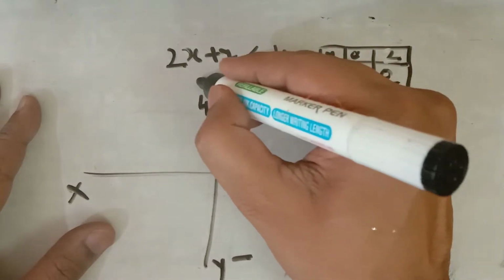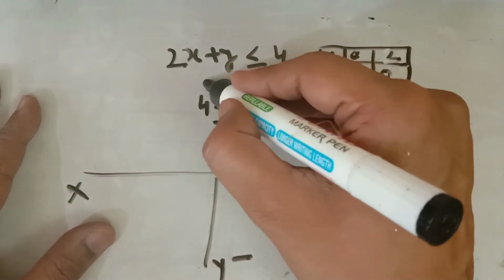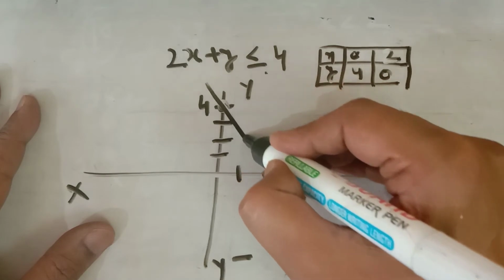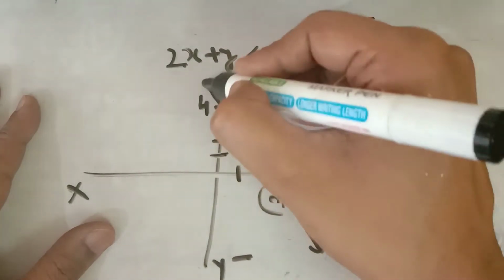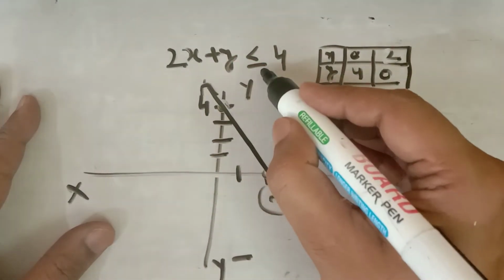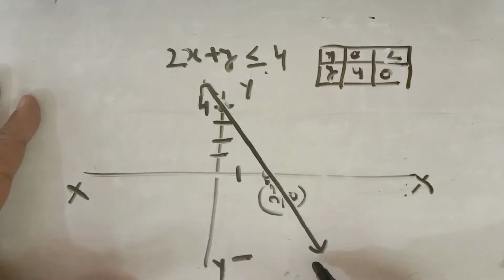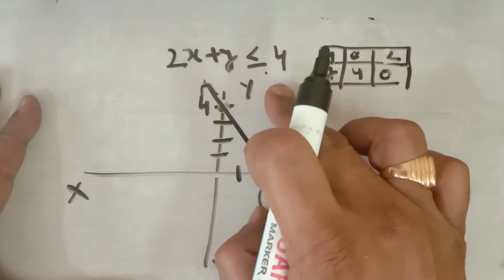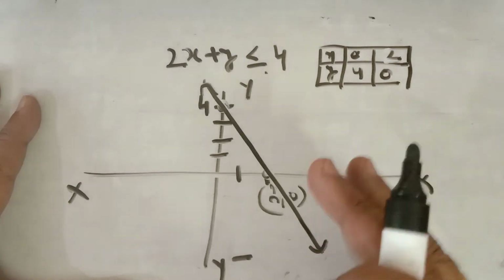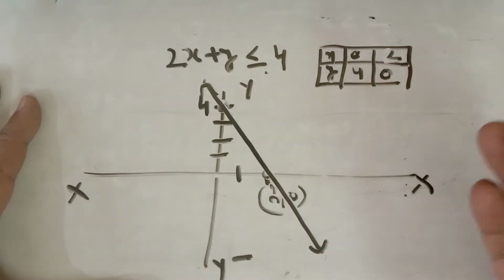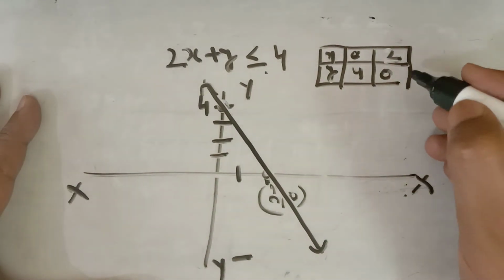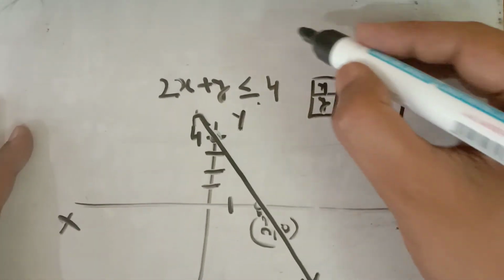Now draw the line, and because we have the equal sign, you have to draw a dark line like this. If the equal sign is not there, then you have to draw a dotted line. Now you have to mark the inequality sign. The inequality sign denotes that the solution is either on one side of the line or on the other side. So how can we check which side it is?